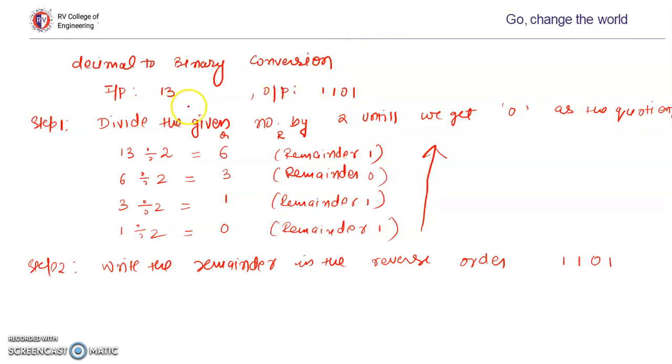If my input is 13, which is the decimal number, my output should be the binary equivalent of 13, that is 1101. Now we will see how to convert a decimal number to a binary number.